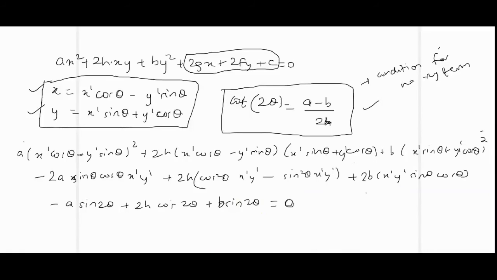So what does that give us? We rearrange a few terms, we get 2h cos 2 theta is (a minus b) sin 2 theta. Now we just take sin 2 theta to the other side, we have cot 2 theta equal to (a minus b) by 2h. Okay, that's all there is for this, the proof of this one.